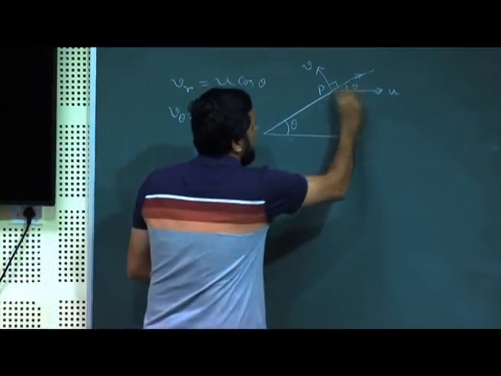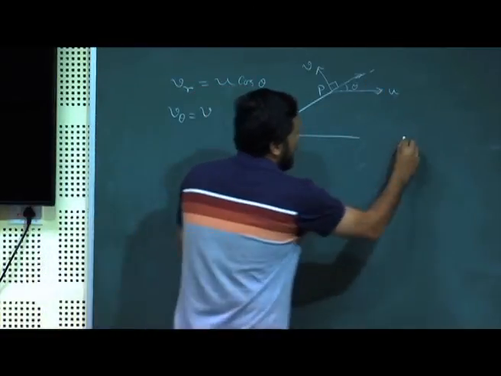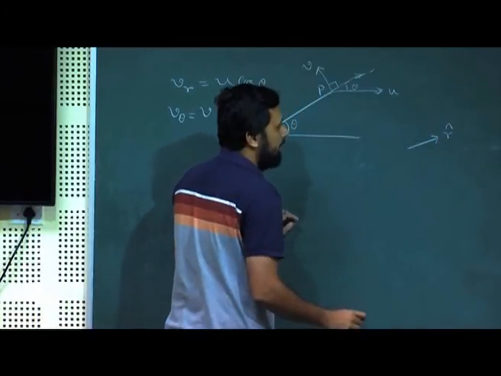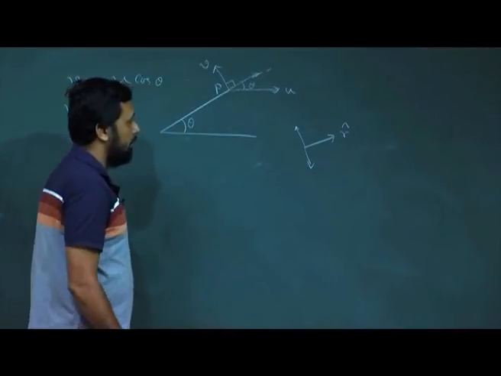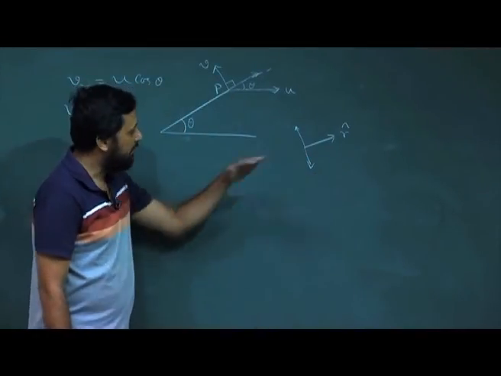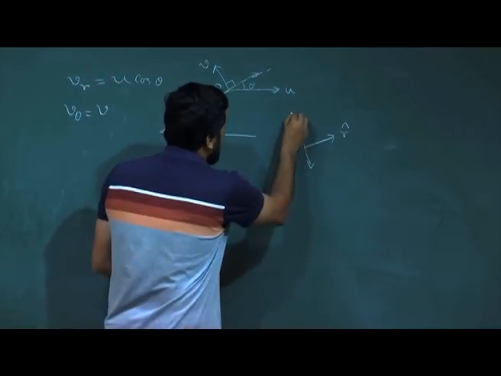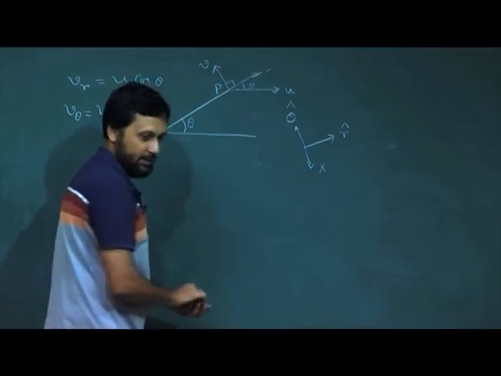So, if this is the direction of r cap, then what will be the direction of theta cap? This or this? The standard convention is we go in the anti-clockwise direction. So, if this is r cap, this is our theta cap, not this one. This is minus theta cap, right?